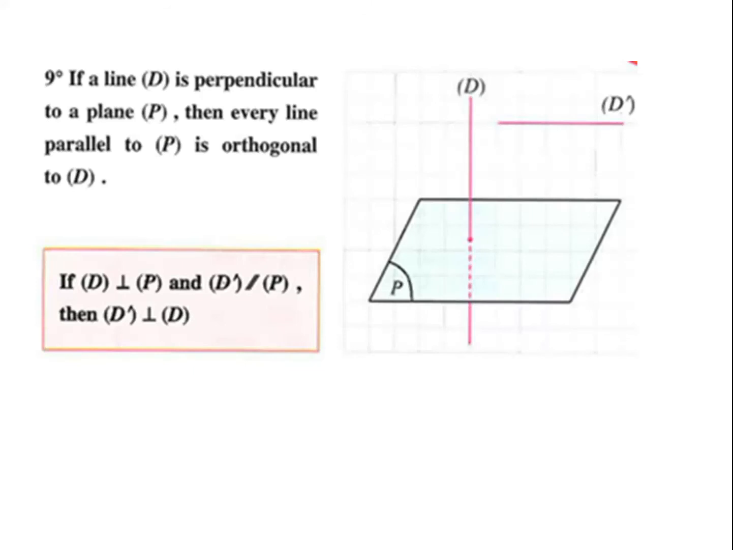Property 9: if D is perpendicular to P and D prime is parallel to P, then D prime is perpendicular to D. And this property, you'll watch it as a video or as an animation.